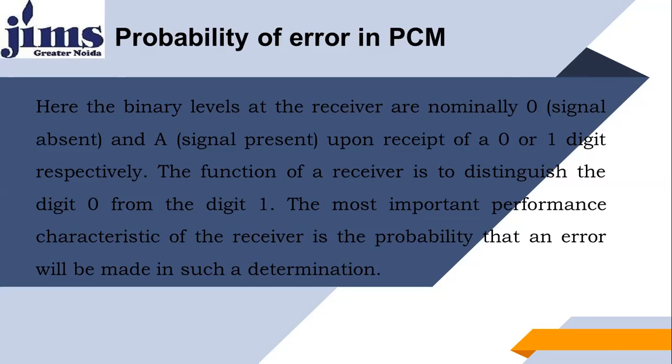There are only two possibilities: either the receiver reads 0 as 1 or the receiver reads 1 as 0, and these are the only two ways the error comes in the picture. So what will be the probability that error comes in the receiver? That we will discuss.